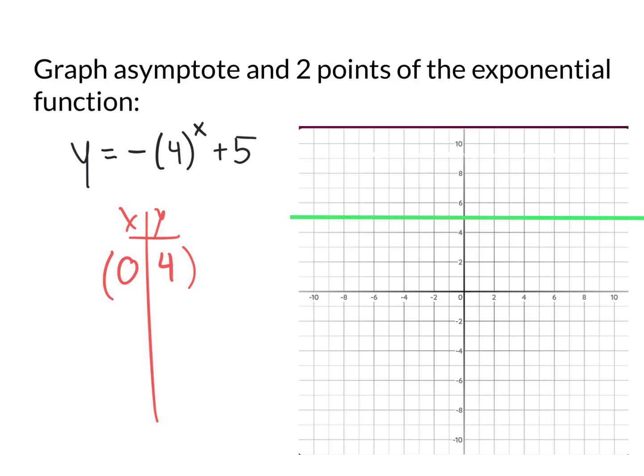It's down there below the asymptote. And that makes sense because the a value is negative, which means that your entire graph has to be below the asymptote. Okay. Now we need another point. What other point should I plug in? 1? Sure, that sounds great. Okay. Plug in a 1 right there. 4 to the 1 is 4. With the negative in the front, so -4. -4 plus 5 is 1. So when you plug in a 1, you get out 1. 1, 1, put a dot right there.